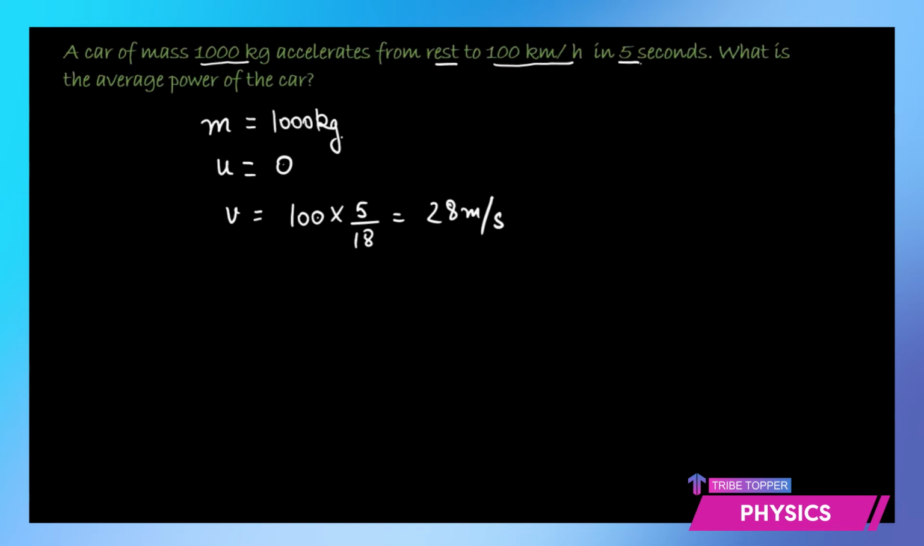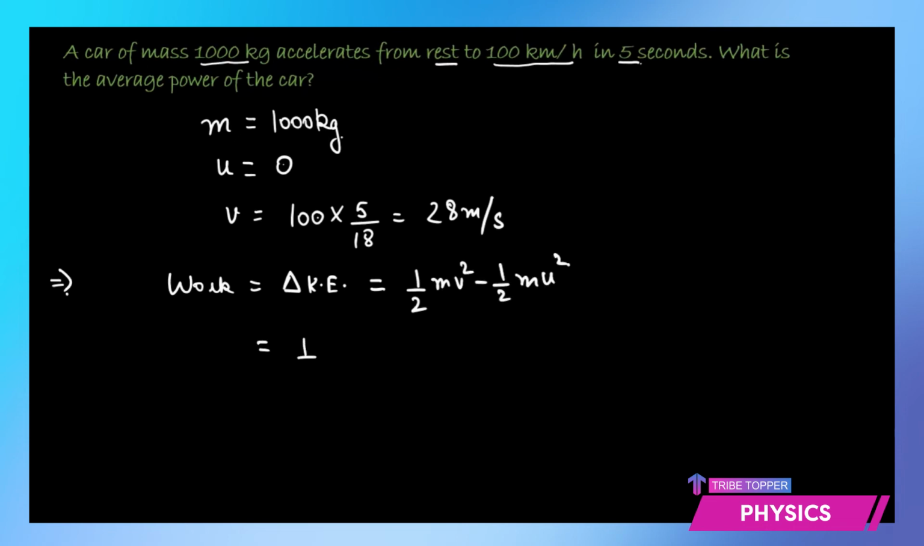Now, as we can see here, to find the power, we need the work. And what is the work done here? As we know by the conservation of energy rule, if the speed is changing from some value to another value, like in this case it is changing from 0 to 28 meters per second, then what is going to be your work done? The work done is equal to the change in kinetic energy, or the gain in kinetic energy that has happened, and that will be half mv square minus half mu square.